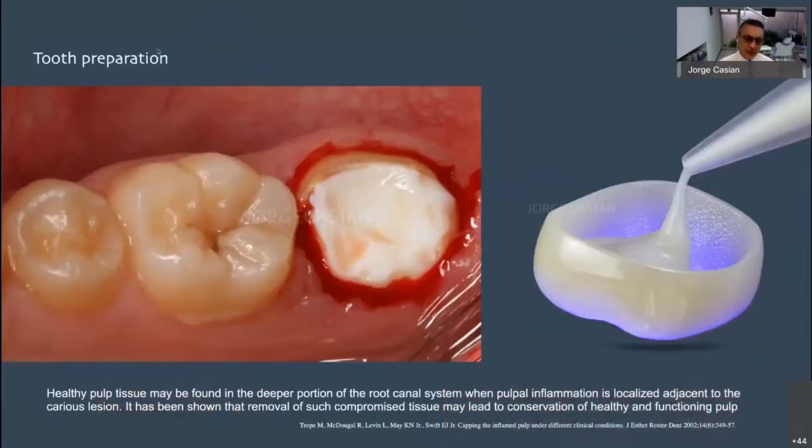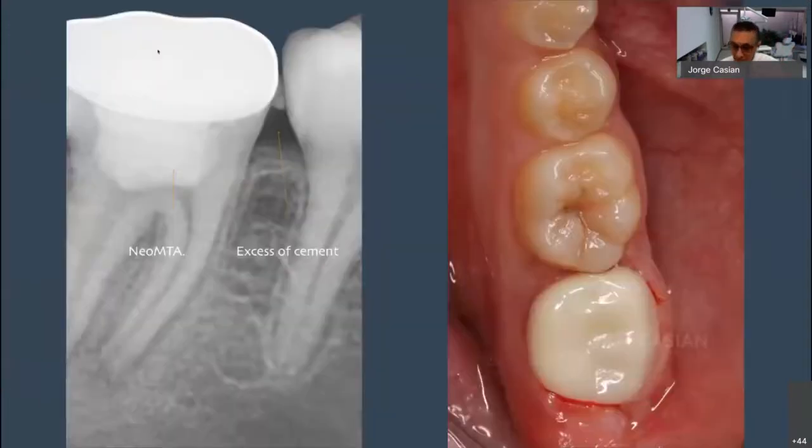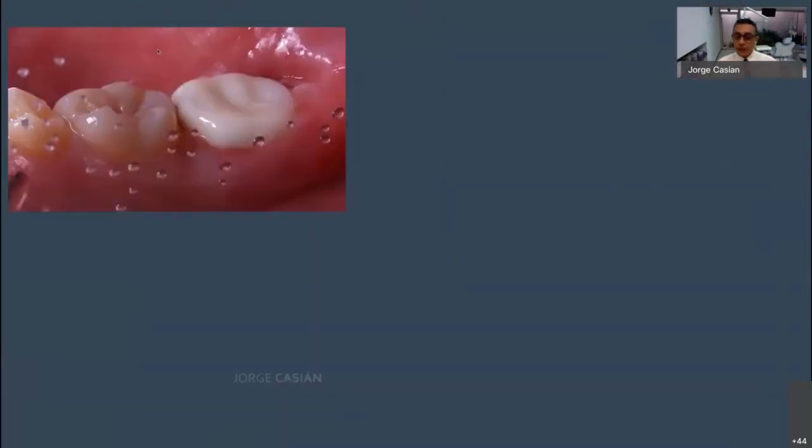This is the preparation that I did. As you can see, no preparation was needed. I just placed the finish line 1 millimeter subgingivally. And after testing the crown, after checking the occlusion, the zirconia crown was filled up with some resin-modified glass ionomer cement, and it was cemented. The excess cement was removed, and this is a lingual view of the crown just placed.